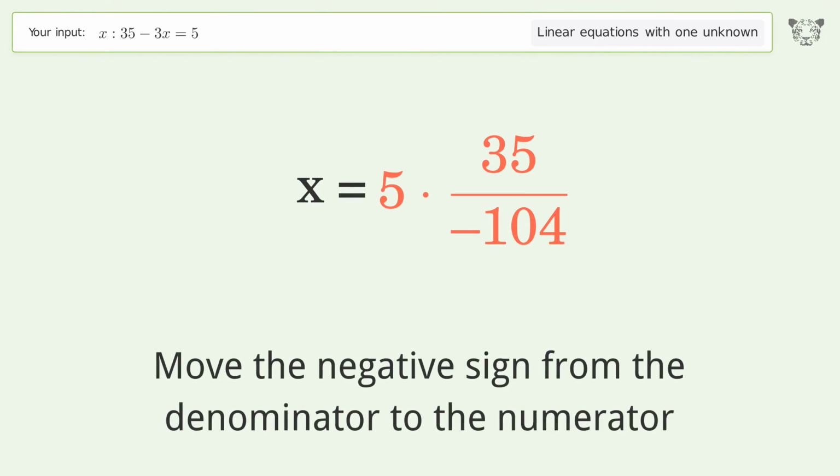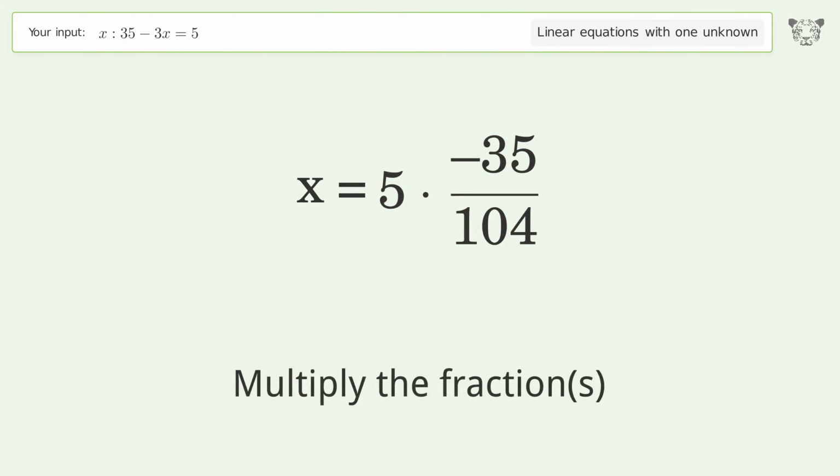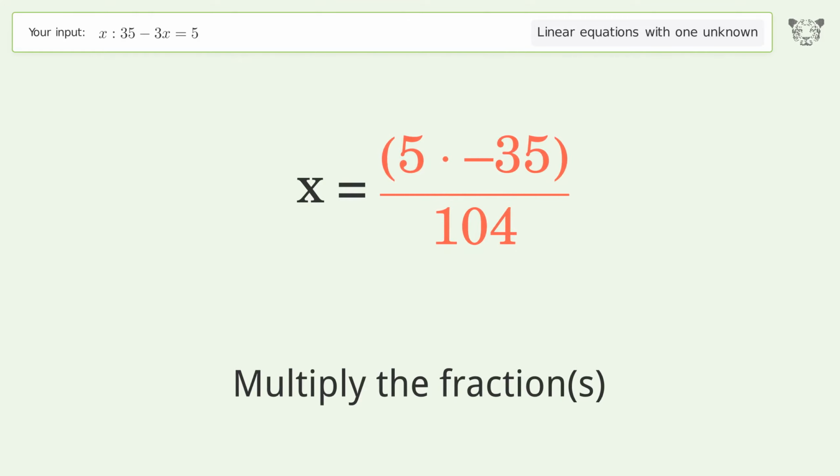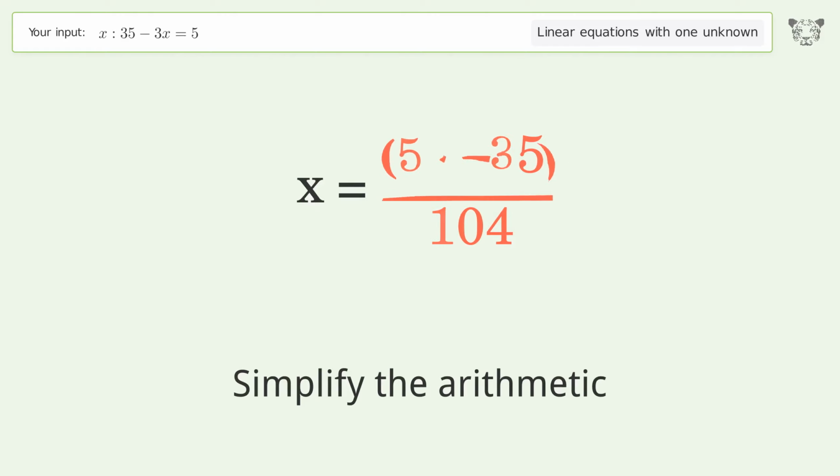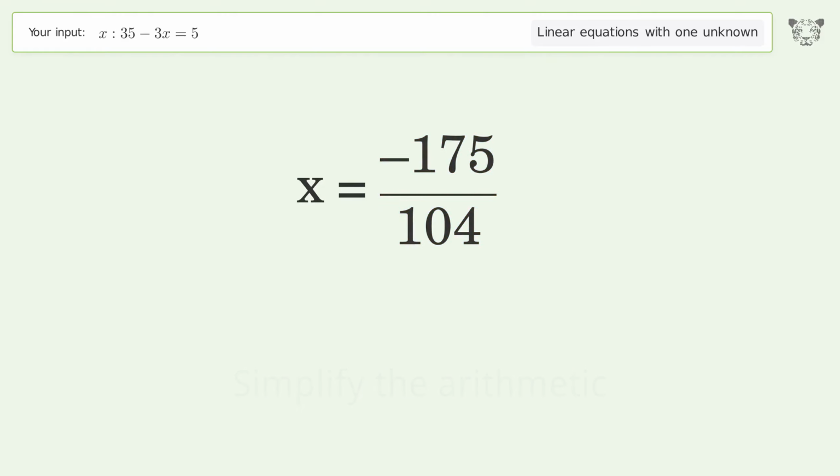Move the negative sign from the denominator to the numerator. Multiply the fractions. Simplify the arithmetic. And so the final result is x equals negative 175 over 104.